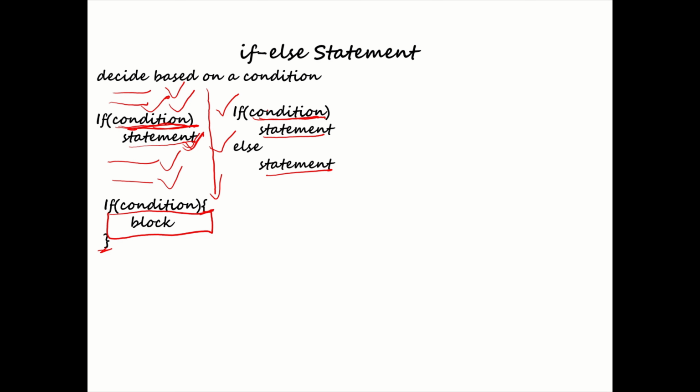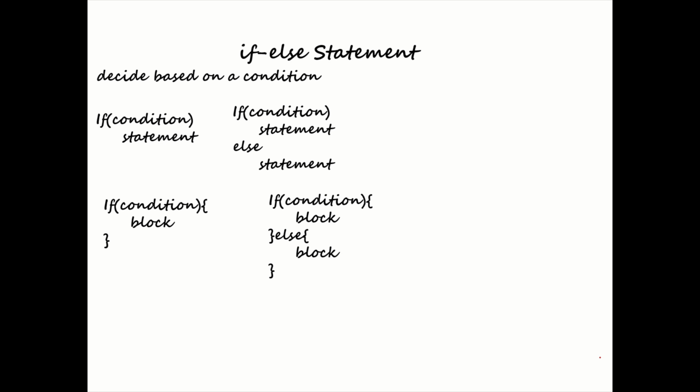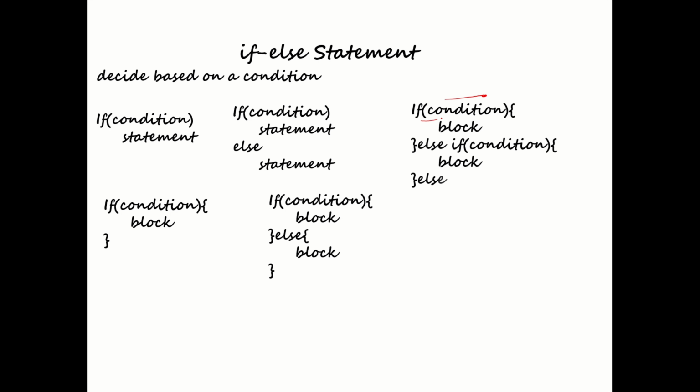Similarly, if the condition is true and I want to execute a block of statements, I'll use an open curly brace and a close curly brace, and write all these statements. You can write as many statements as you want. If the condition is false, then this other group of statements will be executed. A block means a group of statements enclosed between an open curly brace and a close curly brace. And the next one we have is if, else if, else. What this means is, if the condition is true, execute this block.